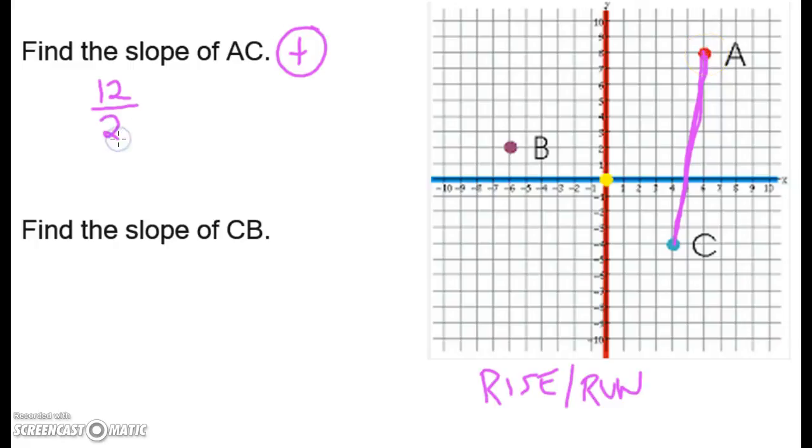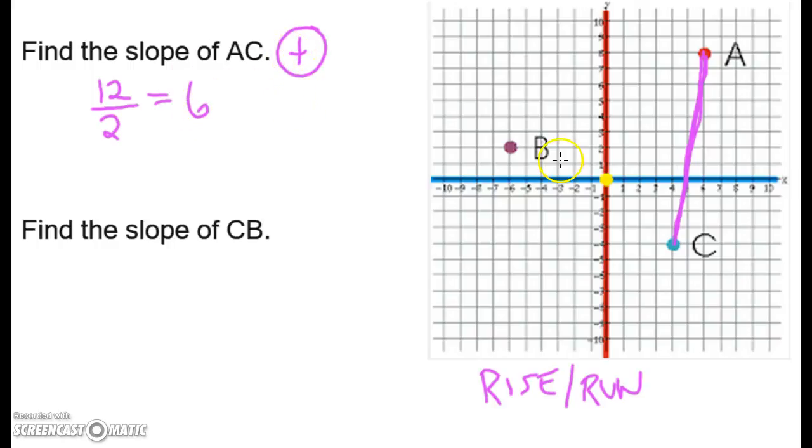So 12 over 2. And this 12 over 2 can be reduced. Some of you look at this and say, oh, 12 over 2 is 6. And if you see that, great. If not, you can type it into your calculator, 12 divided by 2, and you'll get 6. Now, is 6 a positive number? Yes. Okay, so this makes sense for it to be our slope.